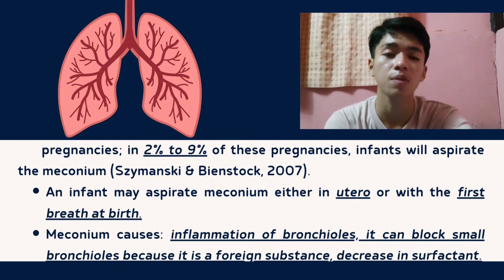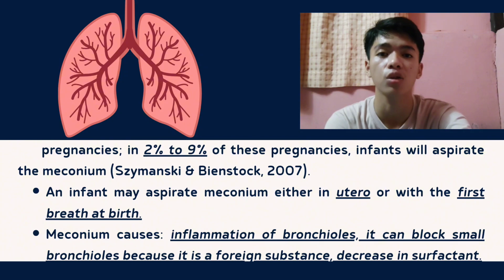Meconium can cause severe respiratory distress in 3 ways. It causes inflammation of the bronchioles because it is a foreign substance. It can block small bronchioles by mechanical plugging, and it can cause a decrease in surfactant production through lung trauma. Hypoxemia, carbon dioxide retention, and intrapulmonary and extrapulmonary shunting occur. A secondary infection of injured tissue may lead to pneumonia.